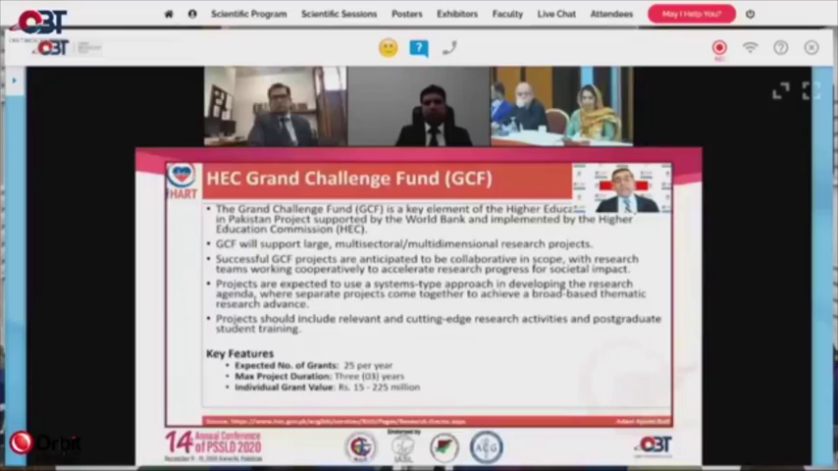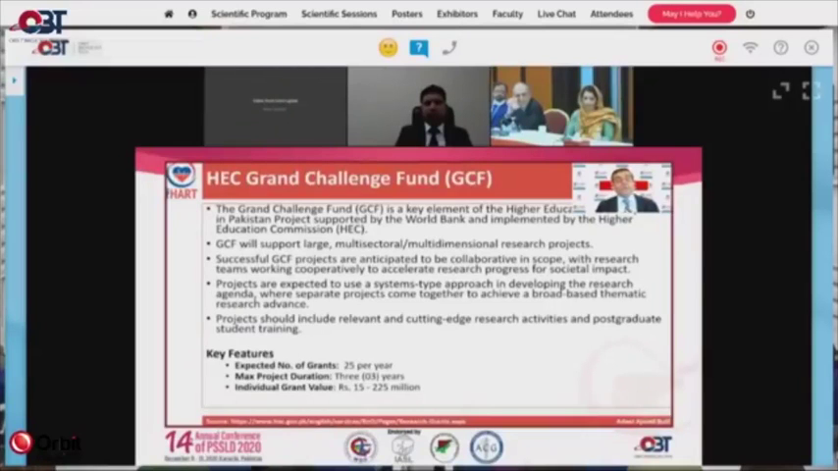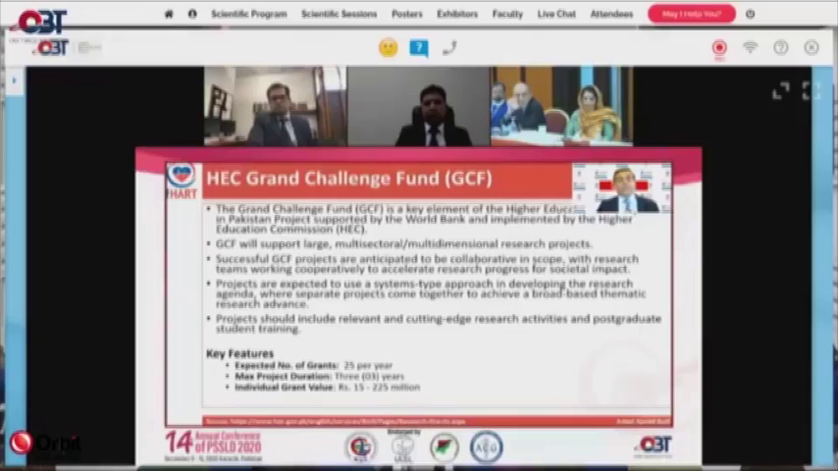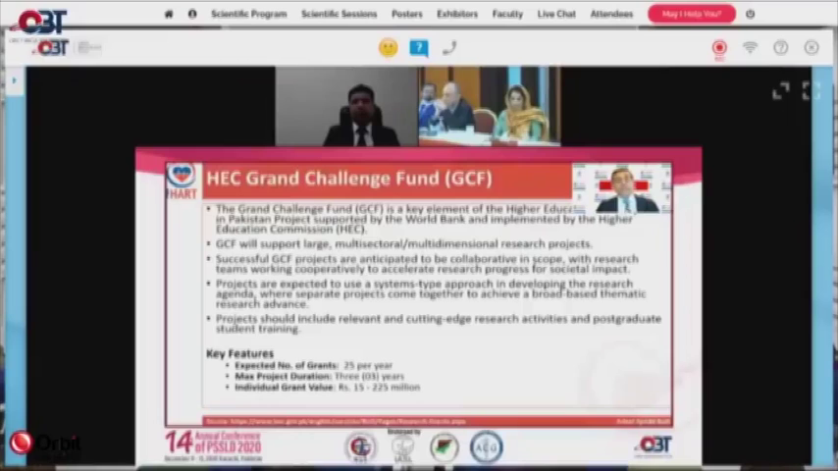So student training often is a key theme of grants that are given out by HEC in Pakistan, which is an excellent thing. A few key features of the Grand Challenge Fund are that they expect to award about 25 grants per year, with a maximum project duration of about 3 years, and an individual grant value anywhere between 15 million rupees and 225 million rupees. So you can see that these can be very large grants if the scope is interesting and the topic is of great interest to the population of Pakistan.